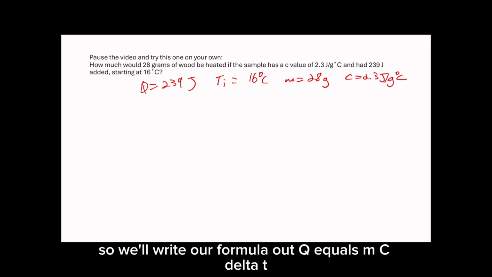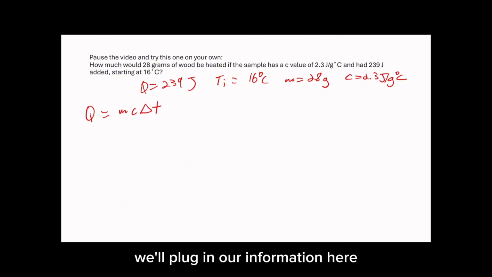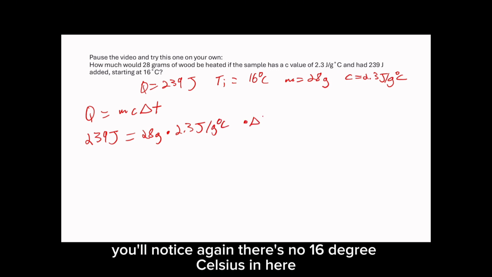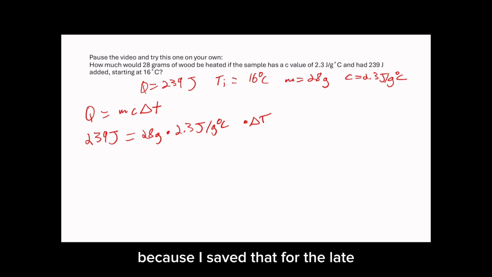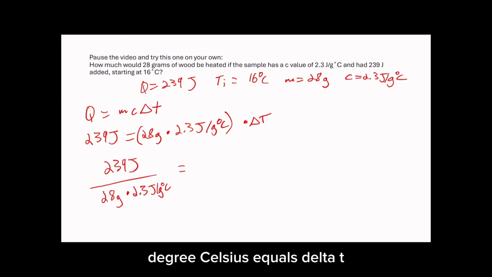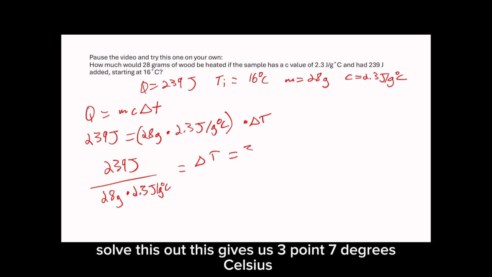All right, let's get started here. We'll write our formula out: Q equals mcΔT. We'll plug in our information here. So we have 239 joules equals 28 grams times 2.3 joule per gram degree Celsius times ΔT. You'll notice again there's no 16 degrees Celsius in here because I saved that for later to make it easier. So we'll rearrange this: 239 joules over 28 grams times 2.3 joule per gram degree Celsius equals ΔT. Solving this out gives us 3.7 degrees Celsius.